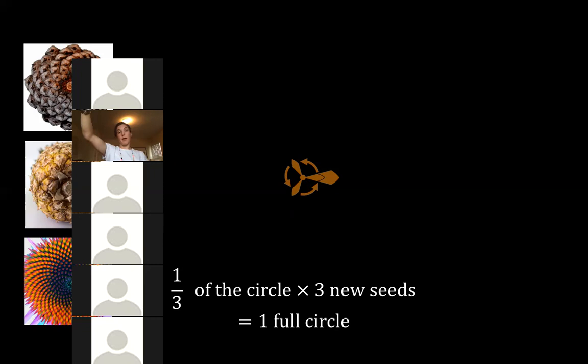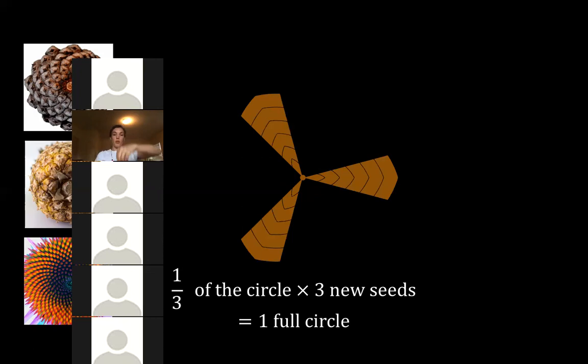And that's because, of course, 1/3 of a circle times 3 means one full circle. So we're exactly overlapping where we put our very first seed. And if you continue that way, you can see that you'll just end up with 3 lines of seeds. And what I'm showing here is you should be imagining it as in the picture in the top left, kind of the bottom of a pine cone. But of course, really, it's a 3D structure.